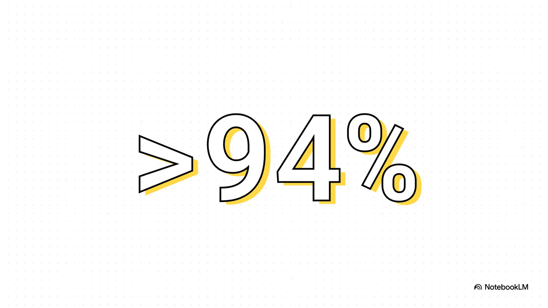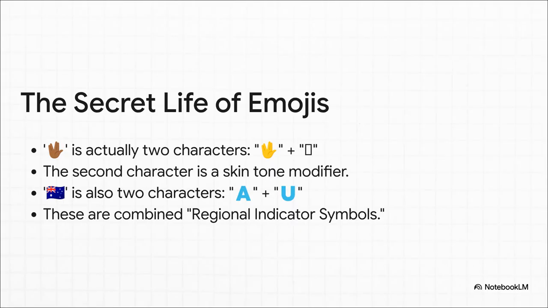Just how successful was it? Well, the numbers are just staggering. Today, over 94% of all websites on the internet use UTF-8. It is, without a doubt, the standard for global communication, just quietly humming along in the background of almost everything we do online. And it also leads to some really cool, kind of secret stuff with emojis.